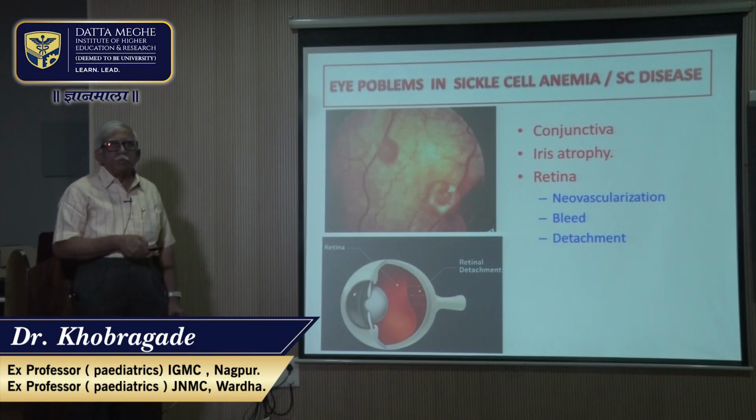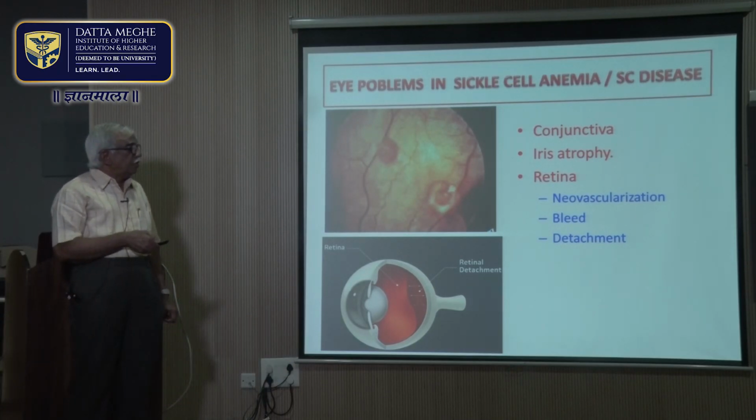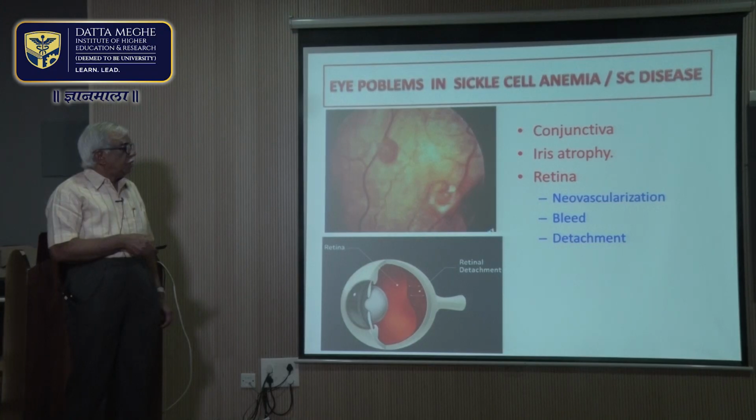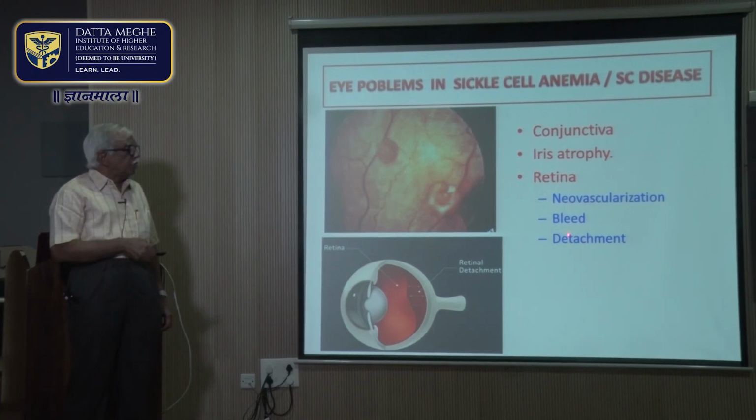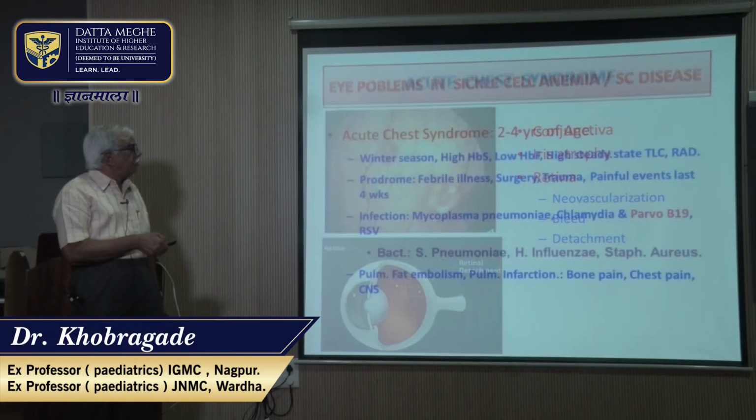Eye problems. Similarly, as we get in the brain, the same thing happens in the retina. The conjunctiva and the iris atrophy. In the conjunctiva you get blocked vessels, what are called corkscrew vessels, and in the retina you get neovascularization, there can be bleeding and there can be detachment. All these things have to be checked periodically, and if there is a risk of retinal detachment, laser therapy has to be offered.